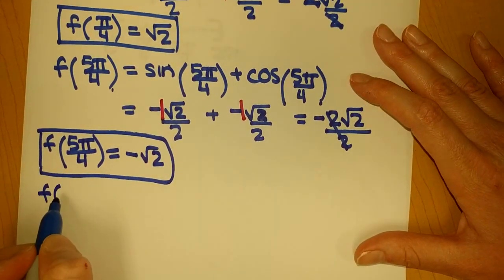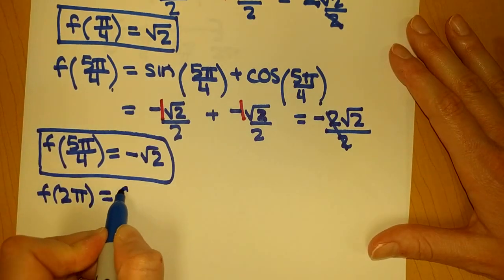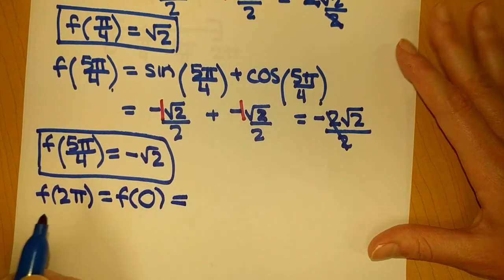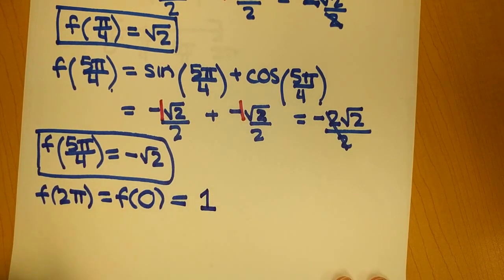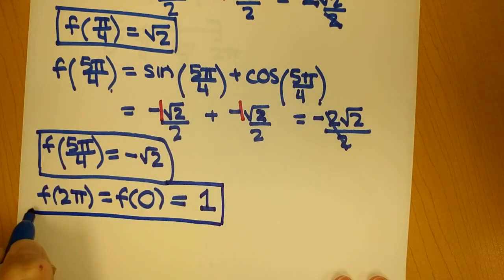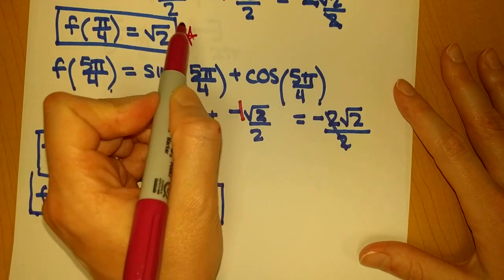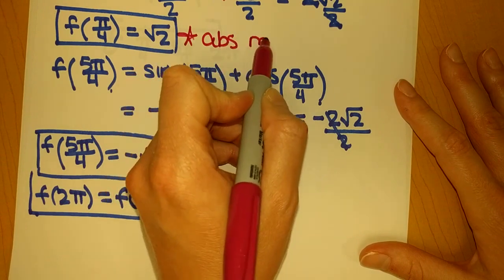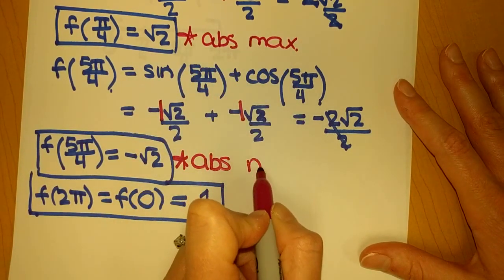So our f of 2 pi, again, this one you might notice is the same thing as f of 0 because that's the same coordinate, so you don't really have to do any work there. You can just say f of 2 pi, same as f of 0, which is going to be 1, okay? All right, so we compare all of these values. Keep in mind square root of 2 is going to be greater than 1. So the highest value is going to be the square root of 2. That's our absolute max. And then the lowest value will be the negative square root of 2. That will be our absolute min.